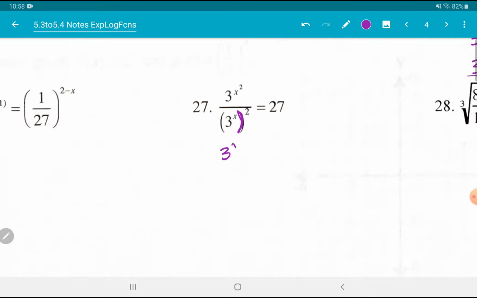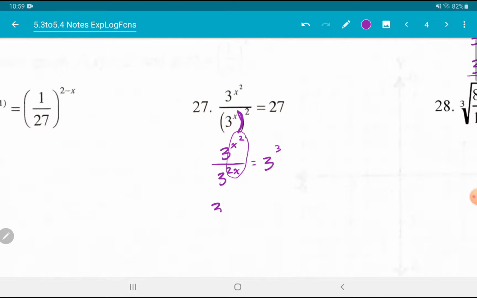That's the same thing as 3 to the x squared. Now, if you have a power to a power, that's the same thing as multiplying the exponents together. So you have 3 to the power of 2x equals 27. That's the same as 3 to the power of 3. The idea here is let's get a common base of 3. And once we get a common base of 3, we can start combining them together. If they have the same base and you're dividing, you can actually subtract those powers.